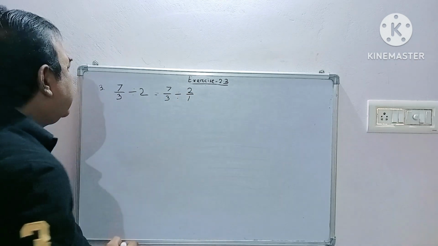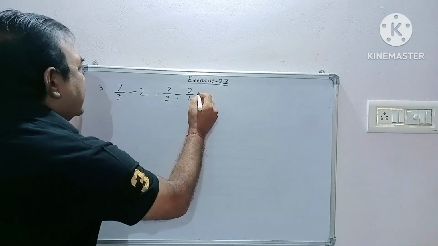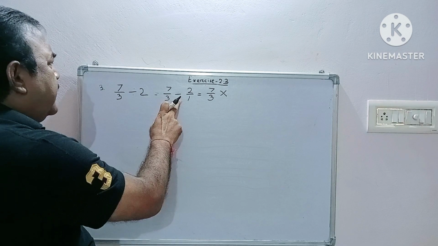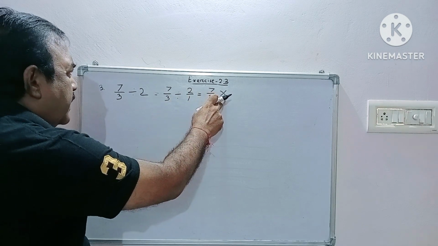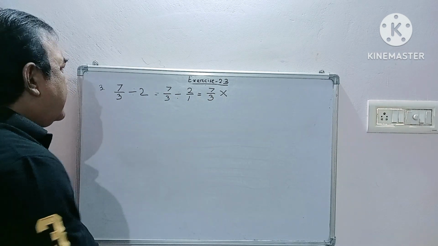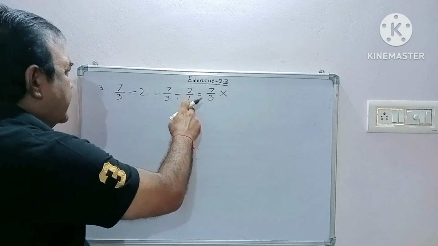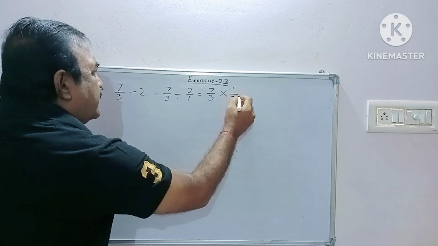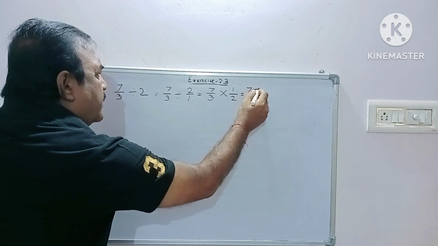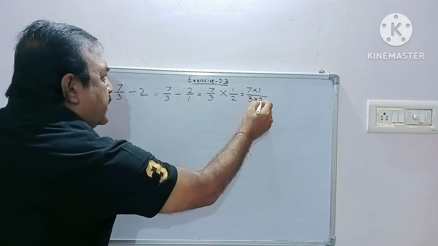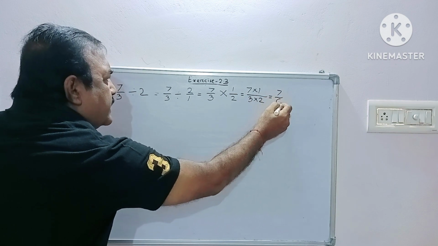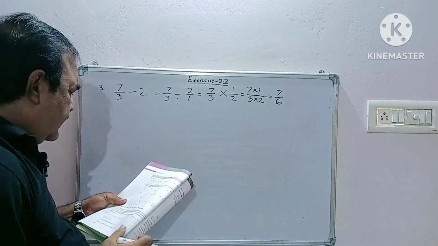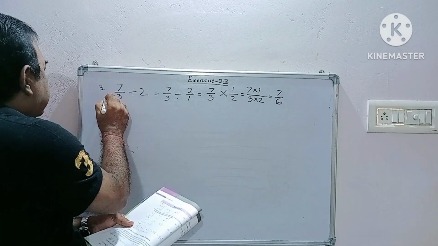That is 2 upon 1, or not? That is equal to 7 upon 3 into, you change the sign of division into the sign of multiplication. Now you see the divisor 2 upon 1, you take its reciprocal, that will be 1 upon 2. That is equal to 7 into 1 divided by 3 into 2, that is 7 upon 6. Okay, so like this you can proceed.